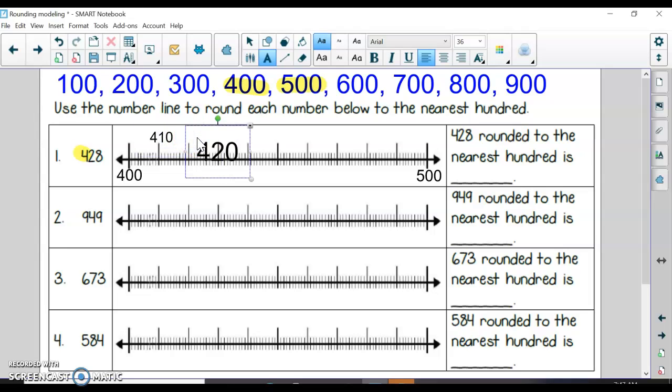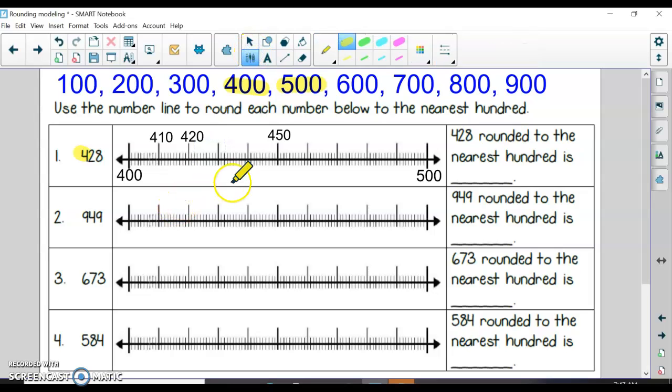And then 420 would be right here. And then of course 430, 440, 450. I'm not going to label all of them. Okay. Labeling that midpoint is always helpful for sure. But I remember I'm trying to find 428. Well, I found 420. And I can count these tiny dashes, so 21, 22, 23, 24, 25, 26, 27, 28.